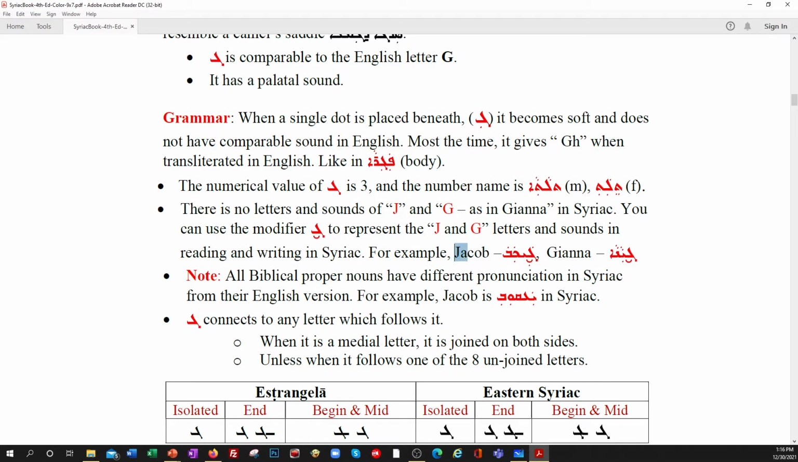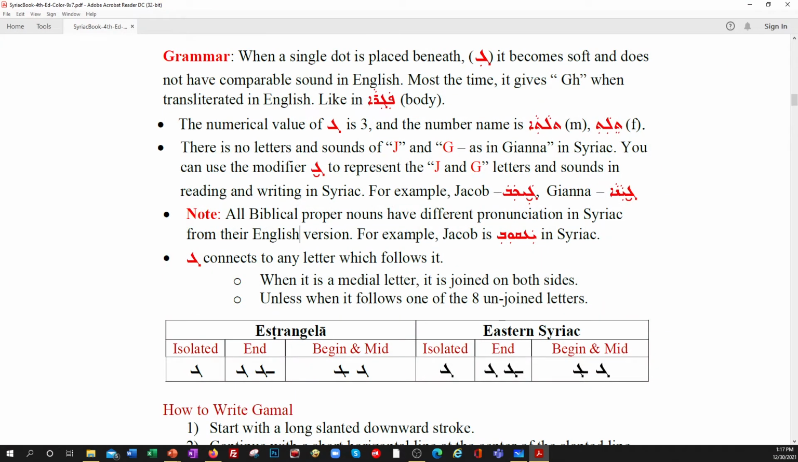For example, Jacob is going to be like Jacob, Jacob. And you remember here, this one, the ḥwasa, just like we learned before, Elia and some other examples, from the last video. As I mentioned before, all biblical proper nouns have different pronunciation in Syriac from their English version. For example, Jacob is Ya'qub, Ya'qub in Syriac.